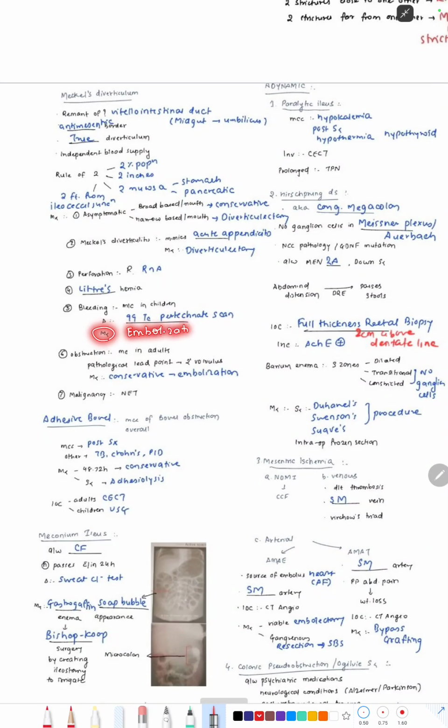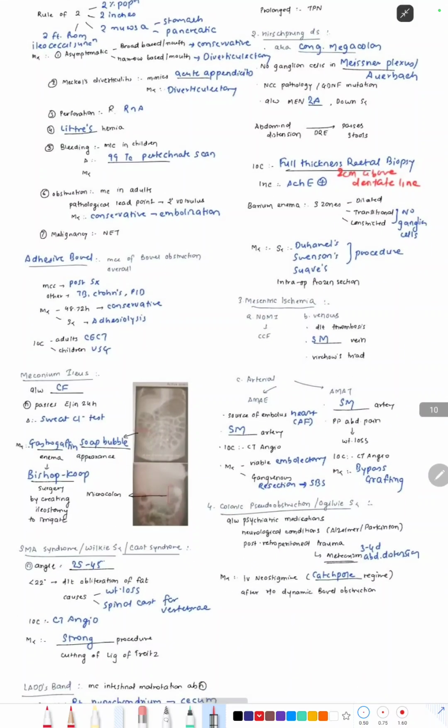Then the obstruction, which is the most common complication in adults, wherein it can act as a pathological lead point leading to secondary volvulus. Management is conservative, and malignancy, it can lead to neuroendocrine tumor. The most common cause of bowel obstruction overall is the adhesive bowel. In the adhesive bowel, the most common cause is post-surgical. Other causes can be TB, Crohn's, or the pelvic inflammatory disease. Management in the first 2 to 3 days conservative, and then go for a definite surgery, that is adhesiolysis. Investigation of choice in adults is CECT, in children it is ultrasound.